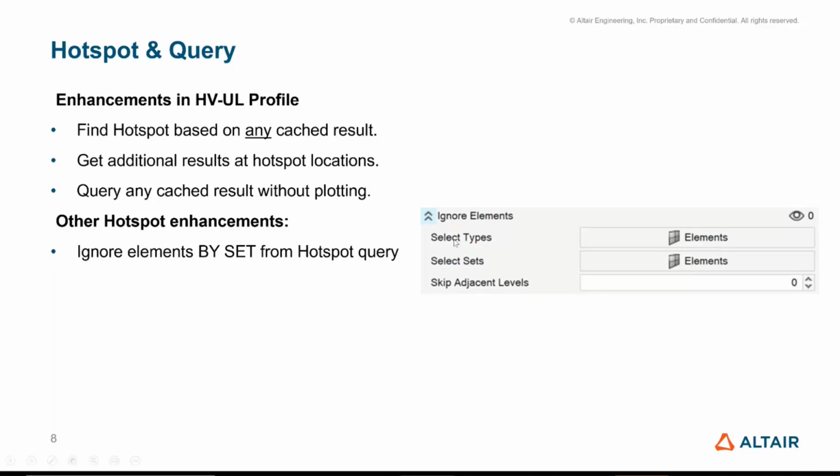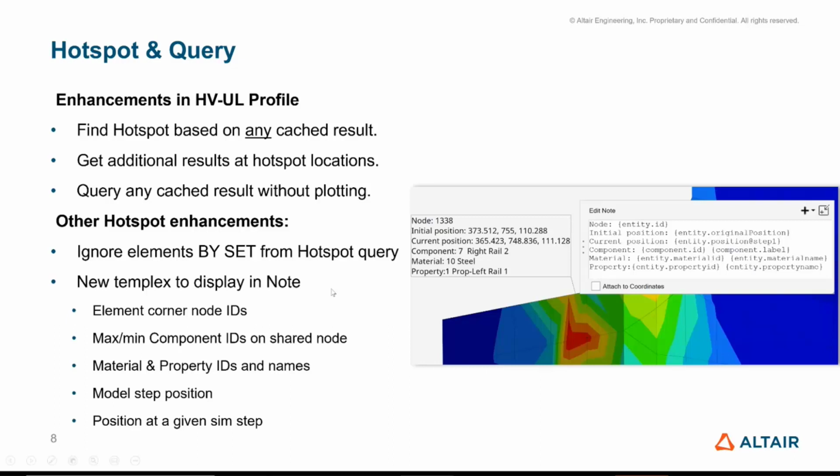So we have basically exposed this option. We already had the option to select by types. The new option is to select by sets also. And in coming releases, we plan to expose more such options to the user.